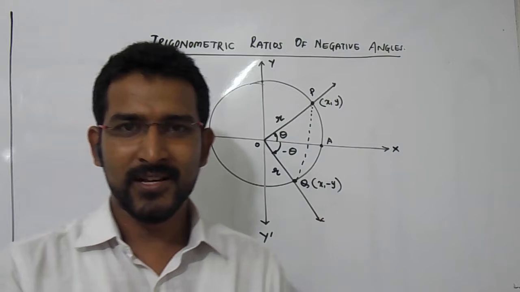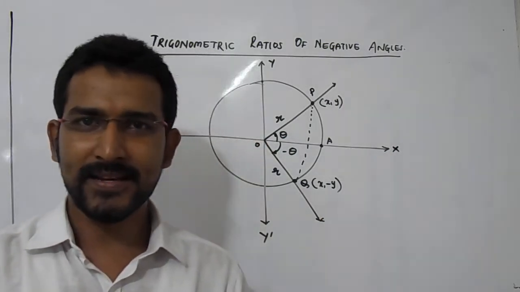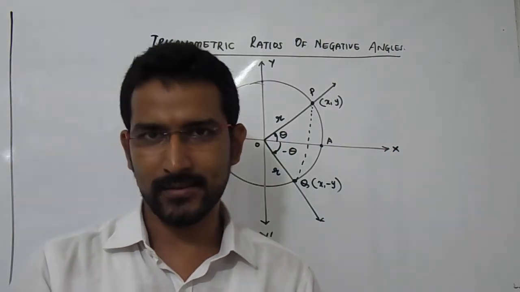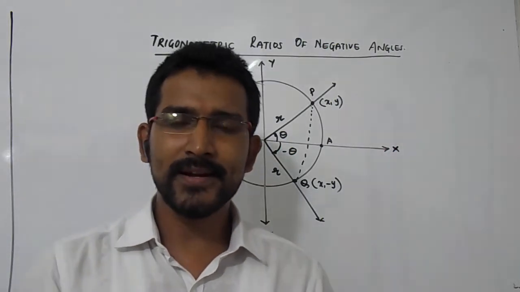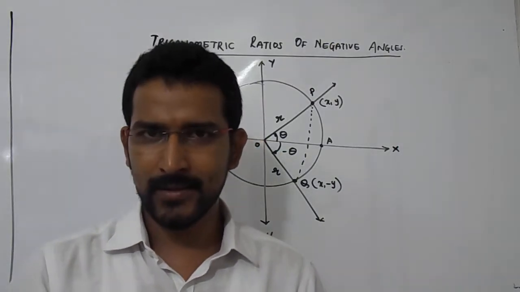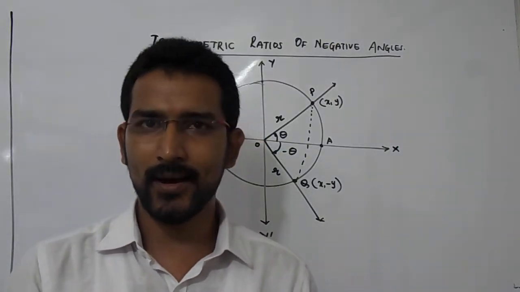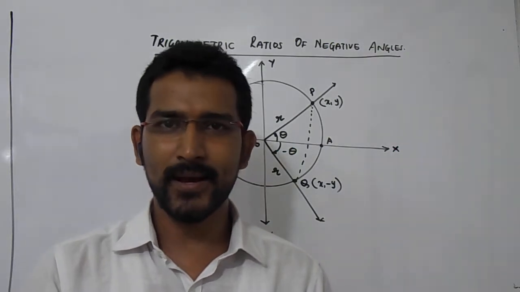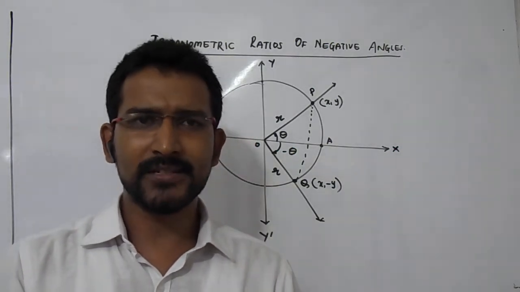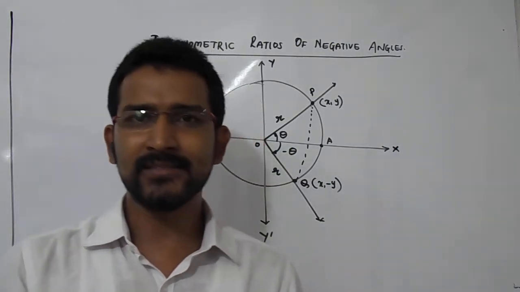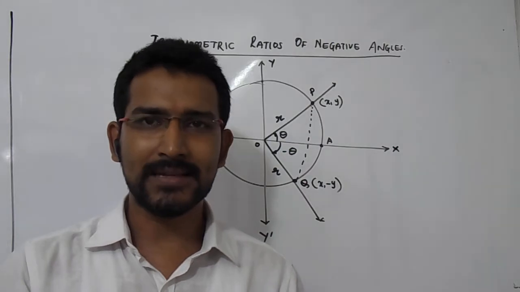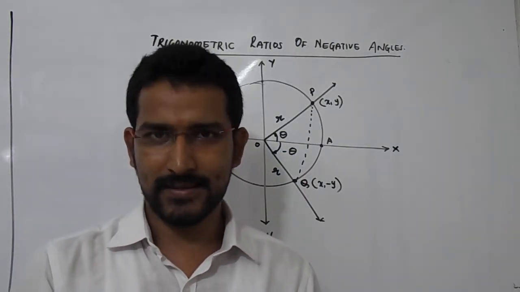Hello. So today in this session we are going to see the next topic in trigonometry, that is trigonometric ratios of negative angles. We have already studied trigonometric ratios in terms of coordinates of a point: sin theta is y by r, cos theta is x by r, and tan theta is y by x. If it is a unit circle, that is radius is 1, then sin theta is equal to y, cos theta is equal to x, and tan theta is y by x.